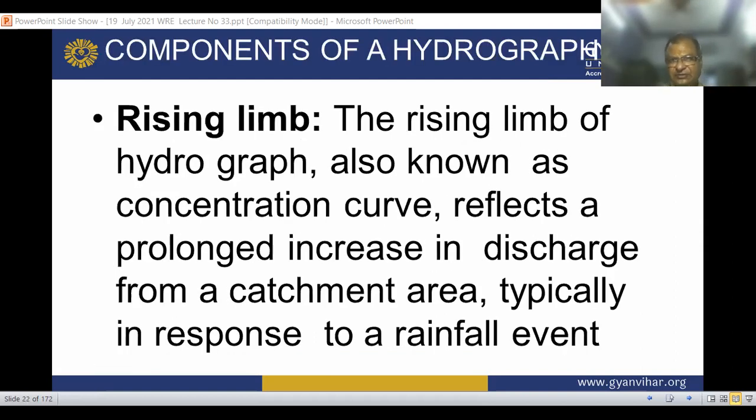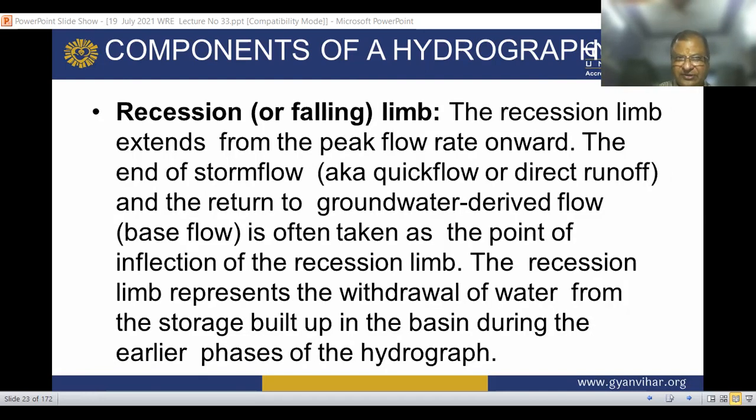Rising limb. The rising limb of the hydrograph, also known as the concentration curve, reflects prolonged increase in the discharge from the catchment area, typically in response to a rainfall event.